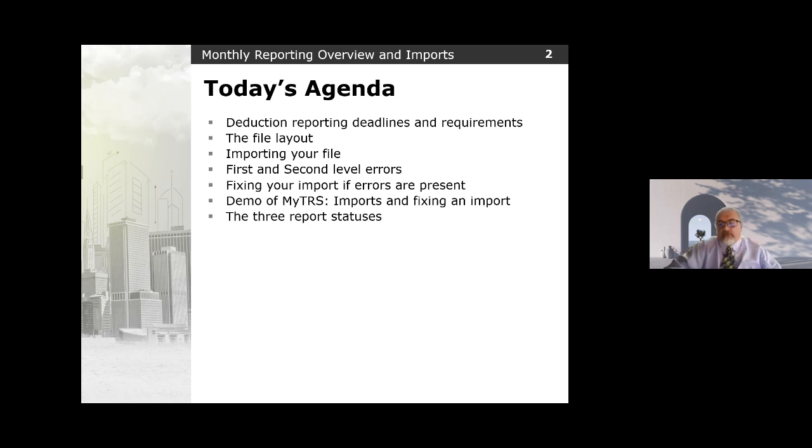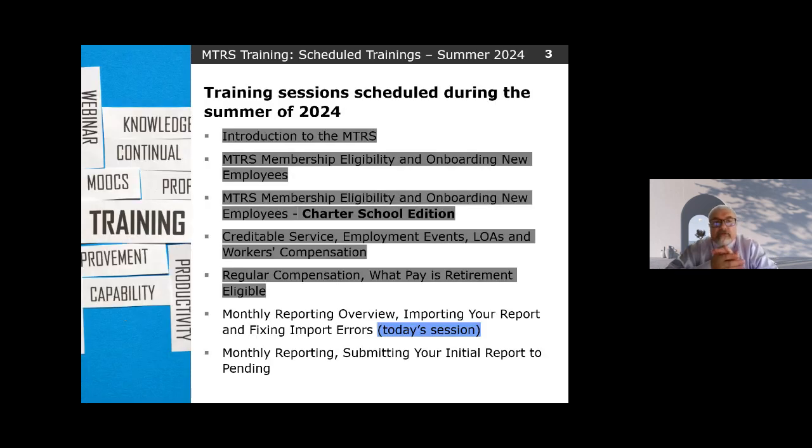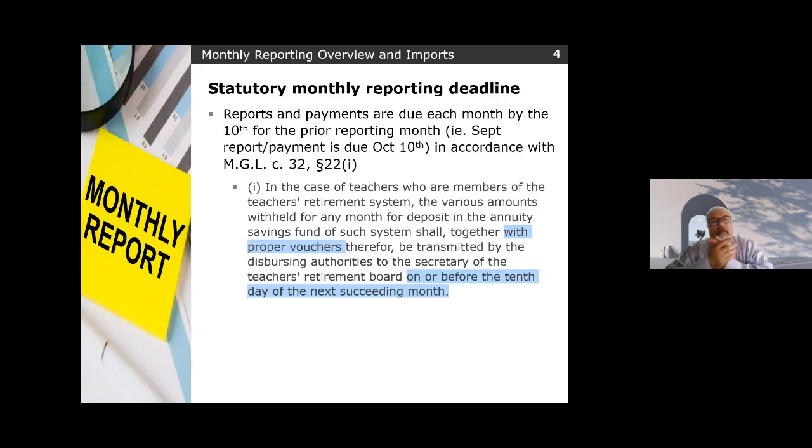Okay, so we have been doing a training program all summer long, so I just want to touch on this list. As I mentioned, we had the introduction, membership eligibility, and particularly for those of you watching on video, this is the second to last one. So in theory, this should be the 5th video you're watching, and you do want to do them in order so that they make sense. There was a method to the madness. Today's session is going to be the monthly reporting overview, importing, and fixing your import errors. All right. So with that, let's get started.